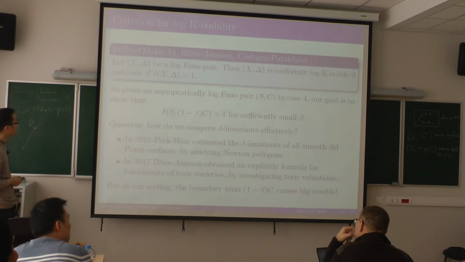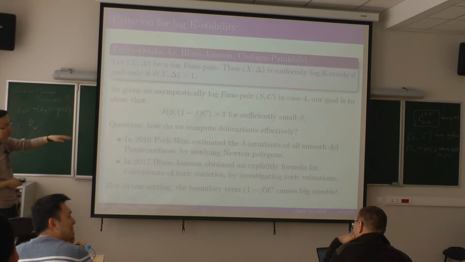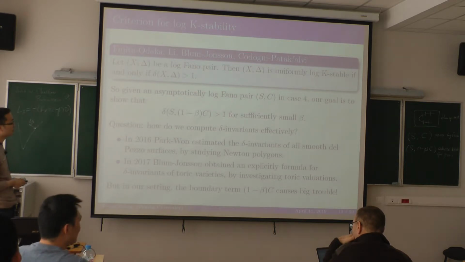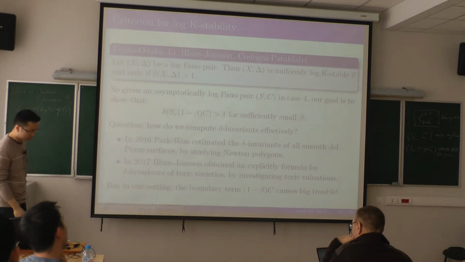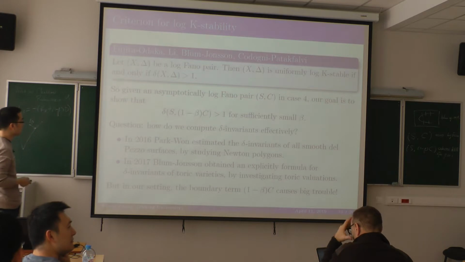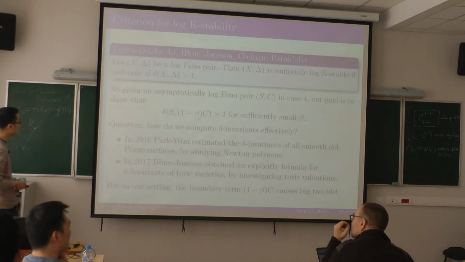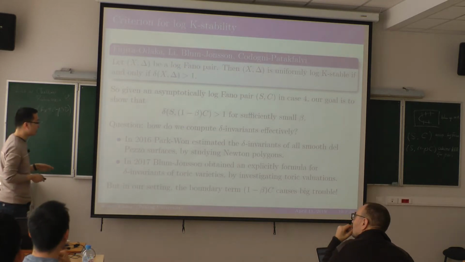For our problem, our goal is the following: we want to show that delta is bigger than 1 for sufficiently small beta. So how do we do this? The question boils down to the following: how do we estimate the delta invariant effectively? Luckily, there have been many.